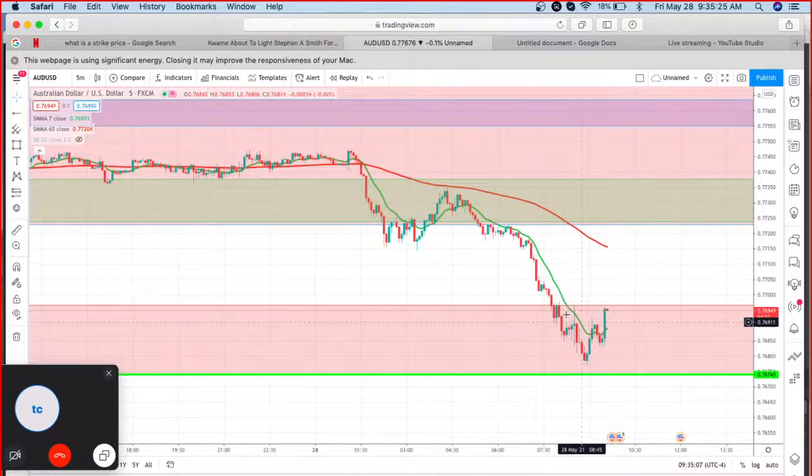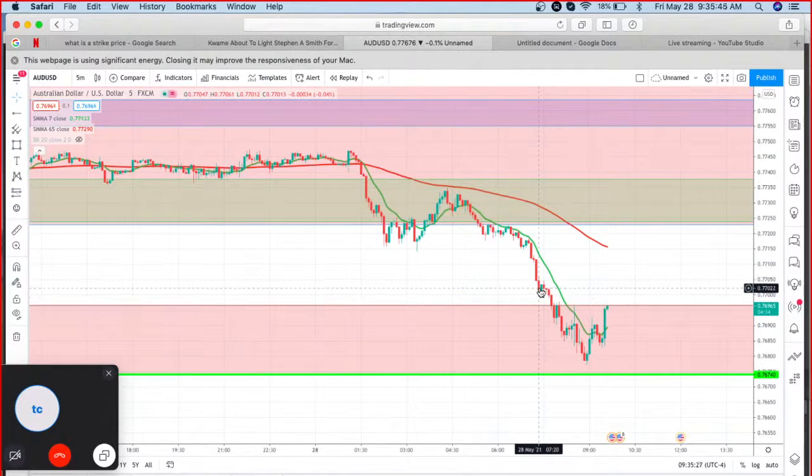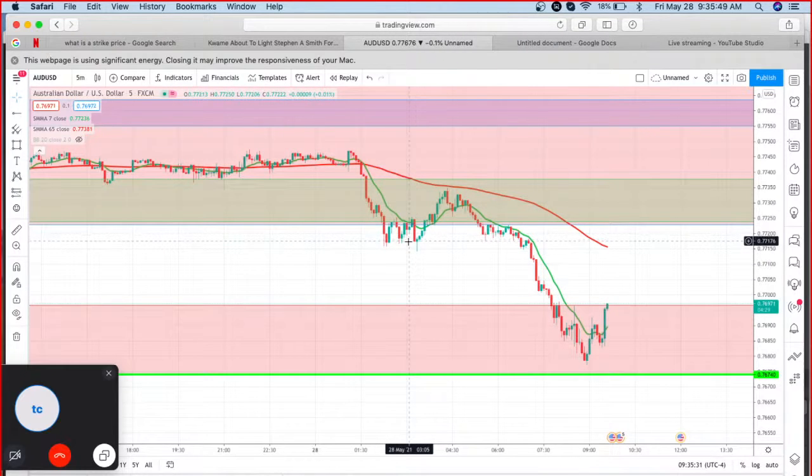And even where we are right now, this green wick looks like it came up, but the body came all the way back down and closed down here. So this can still be broken. And honestly, if it breaks here, obviously this is the next. But if this gets broken, then we're coming way back up here, and this will be the area in which we're going to hop in for the sell.